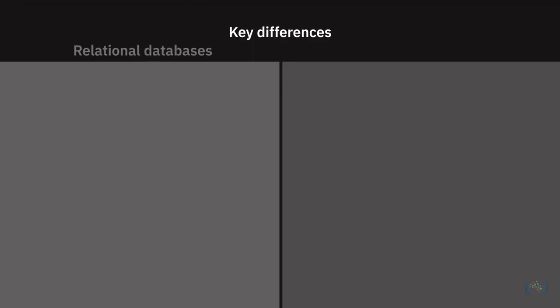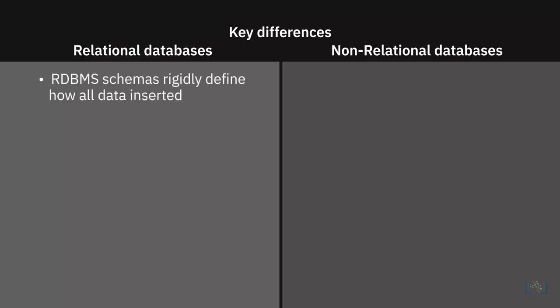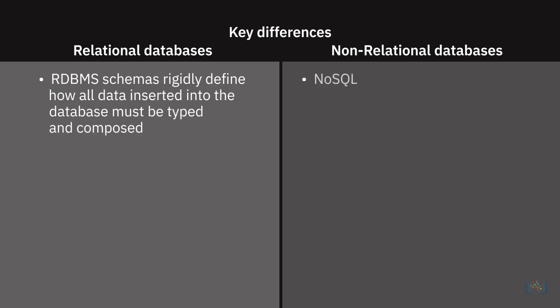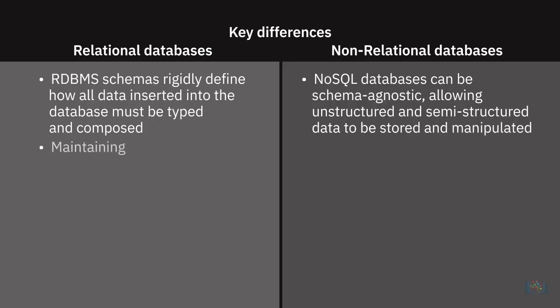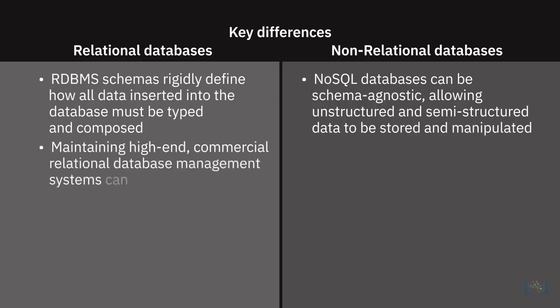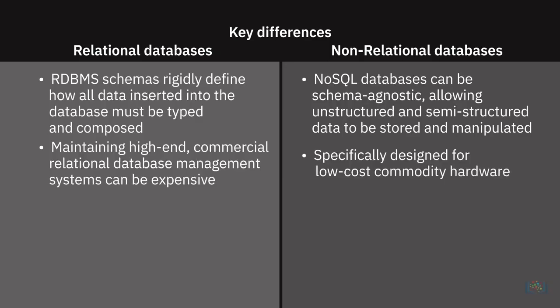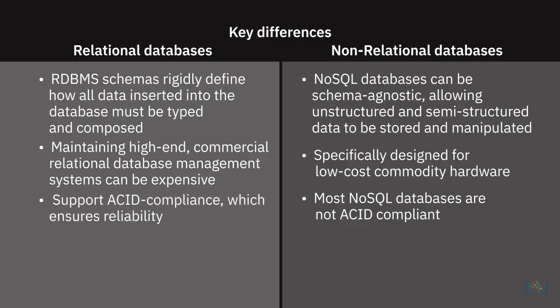To summarize the key differences between relational and non-relational databases, RDBMS schemas rigidly define how all data inserted into the database must be typed and composed, whereas NoSQL databases can be schema agnostic, allowing unstructured and semi-structured data to be stored and manipulated. Maintaining high-end commercial relational database management systems is expensive, whereas NoSQL databases are specifically designed for low-cost commodity hardware. Relational databases, unlike most NoSQL, support ACID compliance, which ensures reliability of transactions and crash recovery.